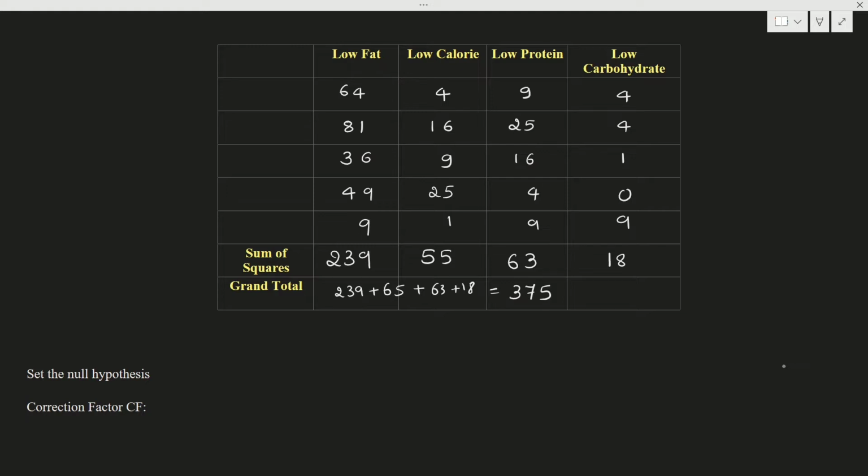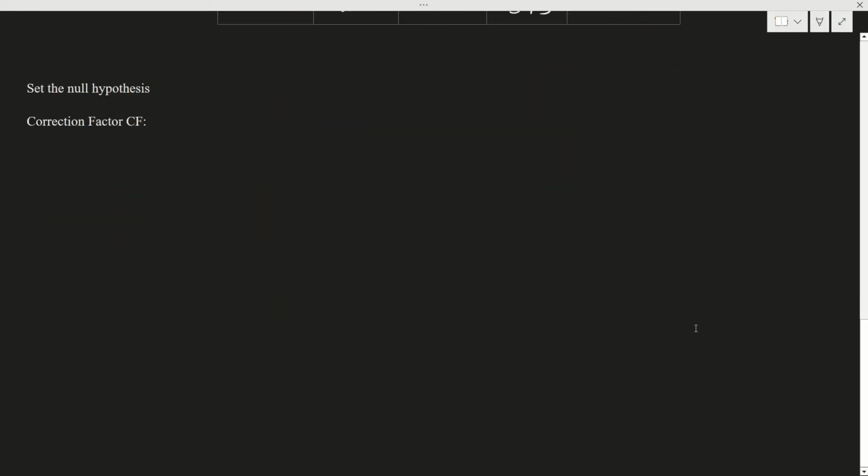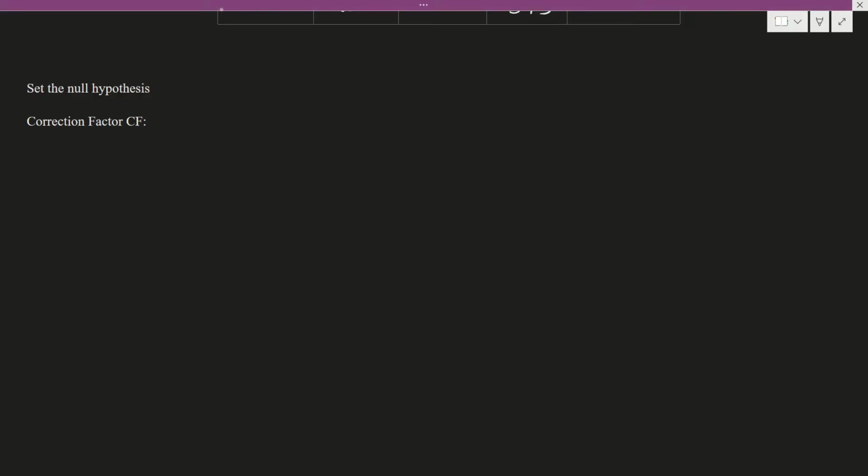Now, once you do this, the first thing is to set the null hypothesis. So, what is the null hypothesis? H naught is defined as the means are equal. So, mu 1 equal to mu 2 equal to mu 3.